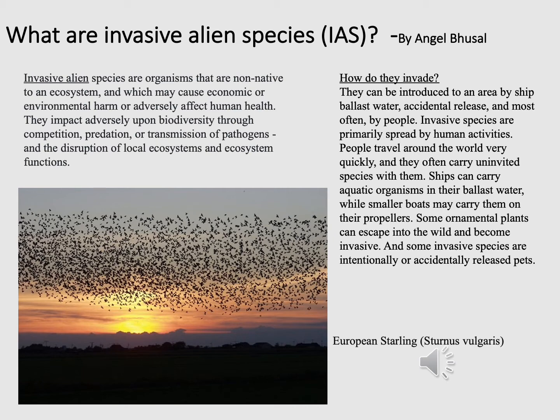One example of an invasive alien species is the European starling, which was native to Europe, Asia, and northern Africa, but was introduced to North America and other regions for the intentional purpose of controlling pests.